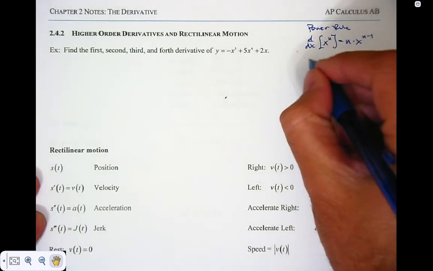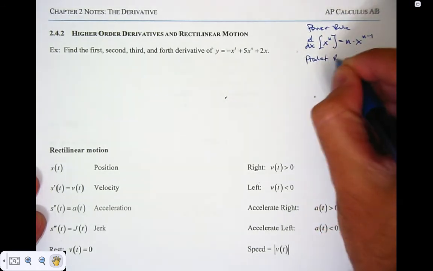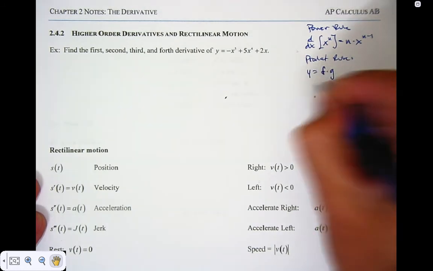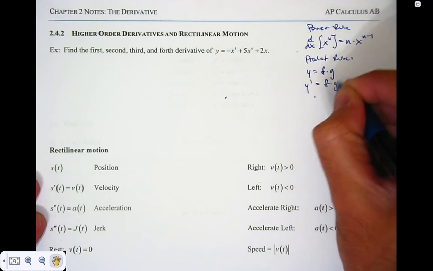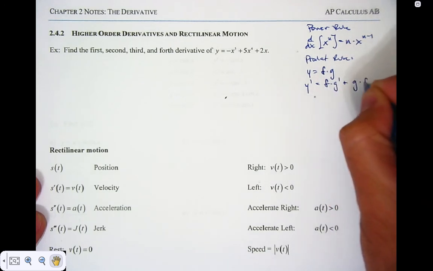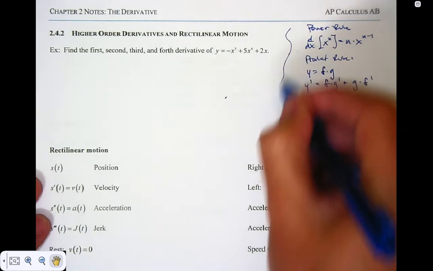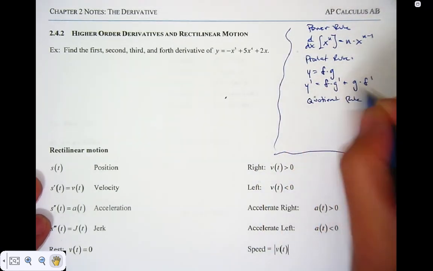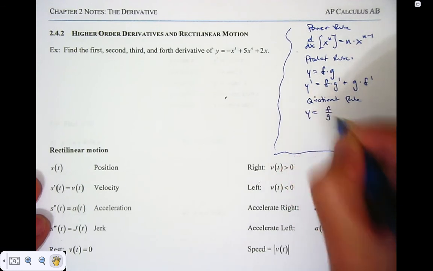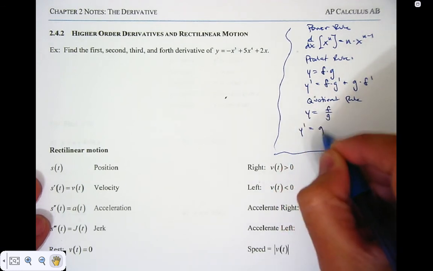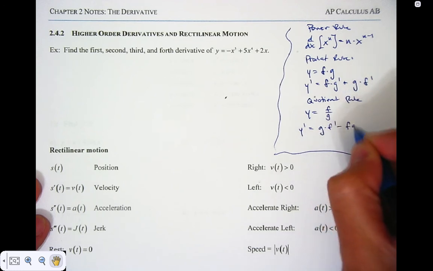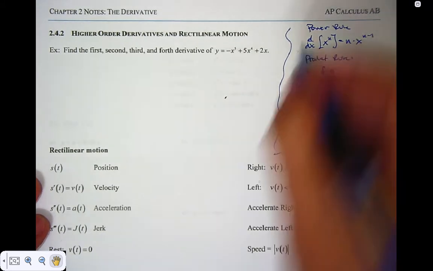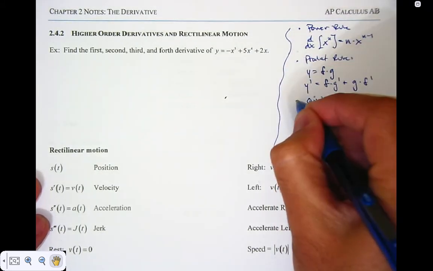Okay. We also have the product rule. And the product rule says that if y is equal to f times g, y prime is first times the derivative of the second plus the second times the derivative of the first. Okay. We've also got the quotient rule. Quotient rule is when you have functions like f over g, right? The derivative would be low d high minus high d low all over low squared. Okay, so we've got our three rules here: power rule, product rule, quotient rule.